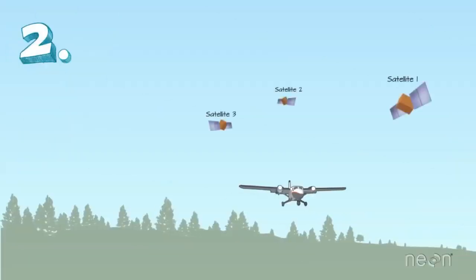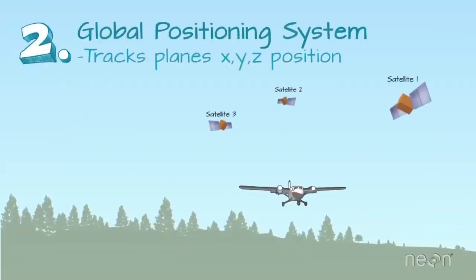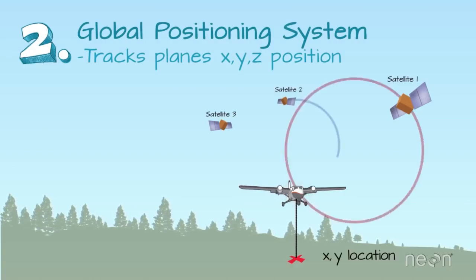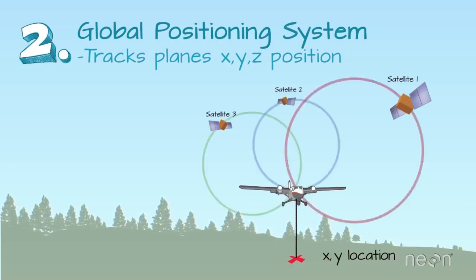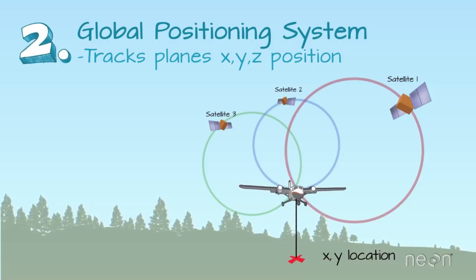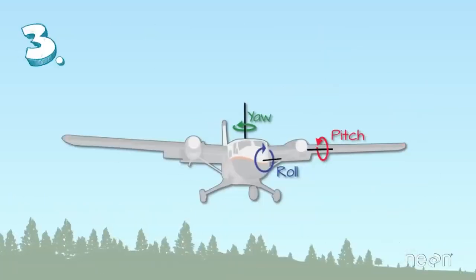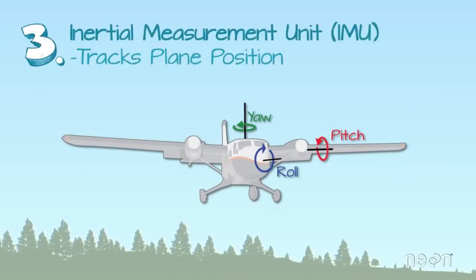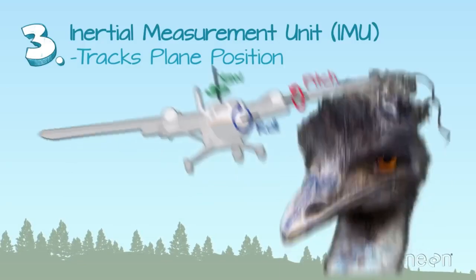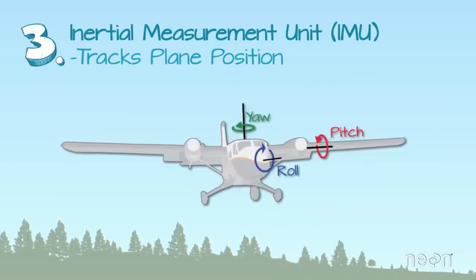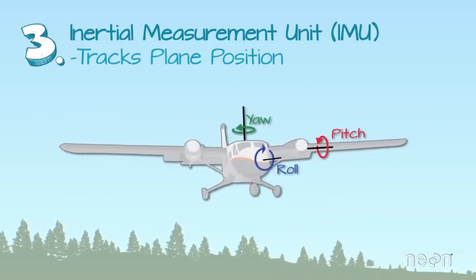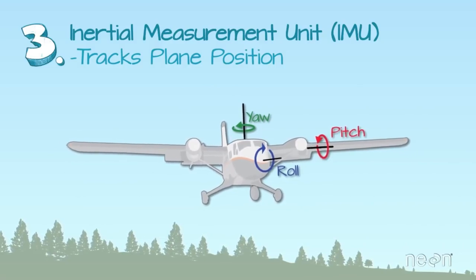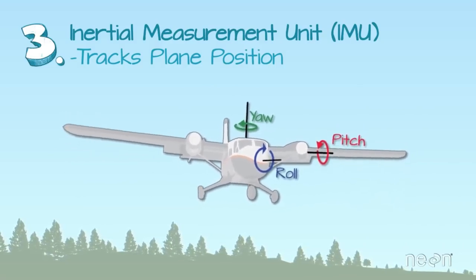The next component of a LiDAR system is a GPS receiver that tracks the altitude and XY location of the airplane. The GPS allows us to figure out where LiDAR reflections are on the ground. The third component of a LiDAR system is what's called an inertial measurement unit, or IMU. Not to be confused with EMU, an IMU. The IMU tracks the tilt of the plane in the sky as it flies, which is important for accurate elevation calculations.